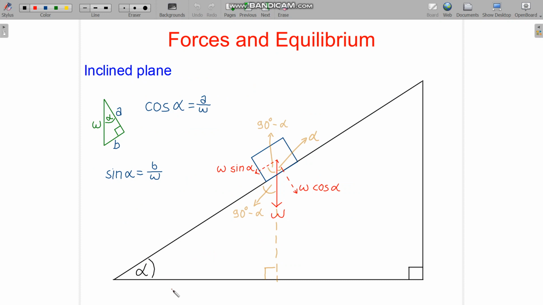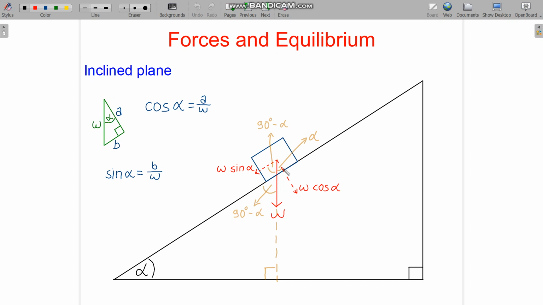Inclined plane. When we have an object on an inclined plane with some slope, angle alpha, first of all, we always have a weight force vertically downwards. Now, if you draw a right angle triangle here, extend this line of action 90 degrees. Of course, this must be 90 minus alpha, and this is also 90 minus alpha because it's a corresponding angle, and this is also alpha because the total here is 90 degrees. So this is alpha.